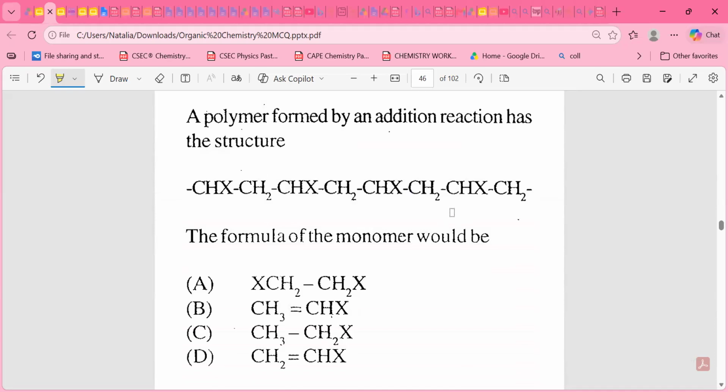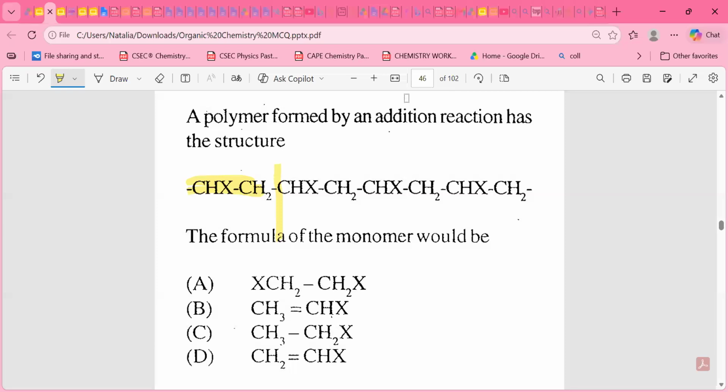Polymer formed by addition polymerization reacts. A polymer formed by addition reaction has the following structure. The formula of the monomer. So we look for what is repeating. This is the repeating unit. This is what we keep repeating. So the monomer was this.